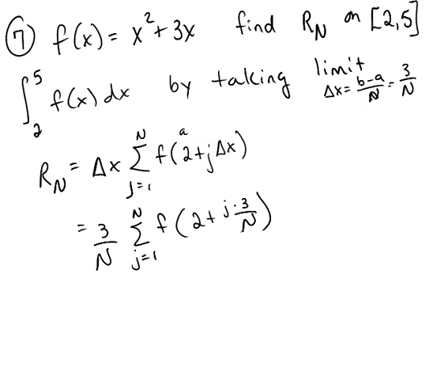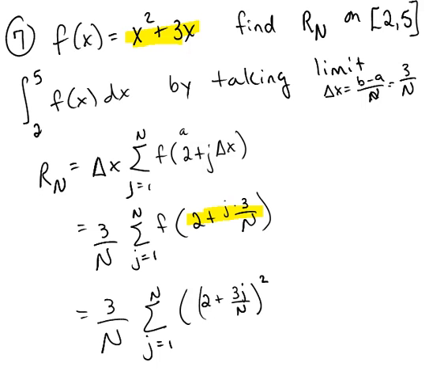And so what you're going to need to do then is plug 2 plus 3j over n in for x. So this is going to be 3 over n, sum, j goes from 1 to n. Notice f of x is x squared plus 3x. So you're going to plug this in for x in that. So it's going to be 2 plus 3j over n, squared, plus 3 times 2 plus 3j over n.